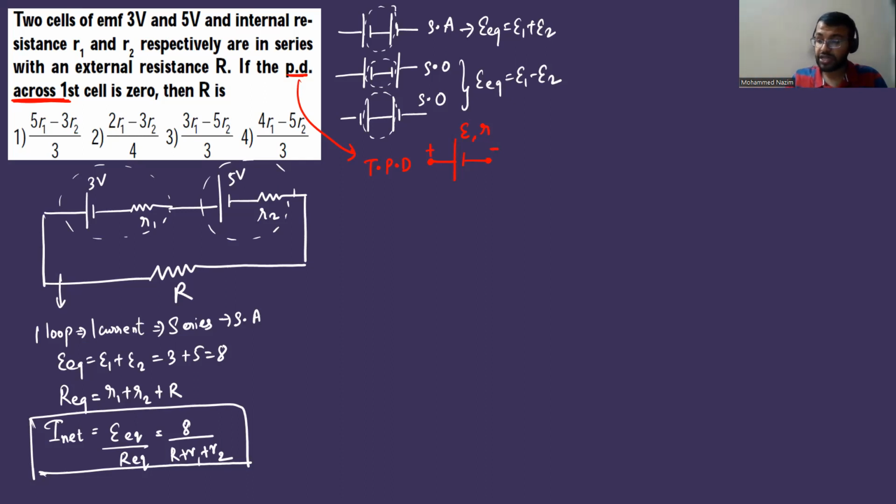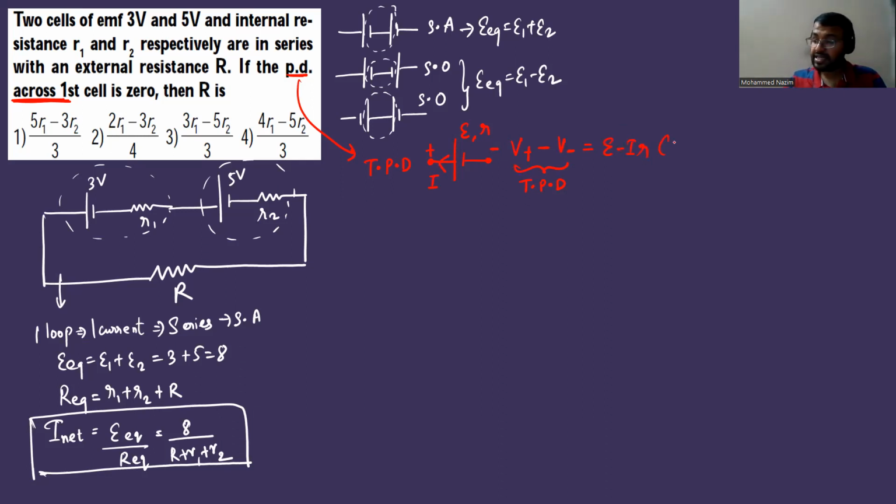If I take the difference in potential, positive terminal potential minus negative terminal potential, which is called the potential difference across the terminals, then two cases are possible. If the cell is supplying current, that is, current is flowing from the positive terminal of the battery, then the potential difference is E minus IR.